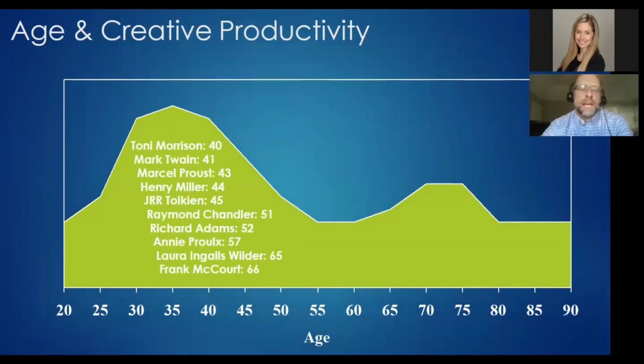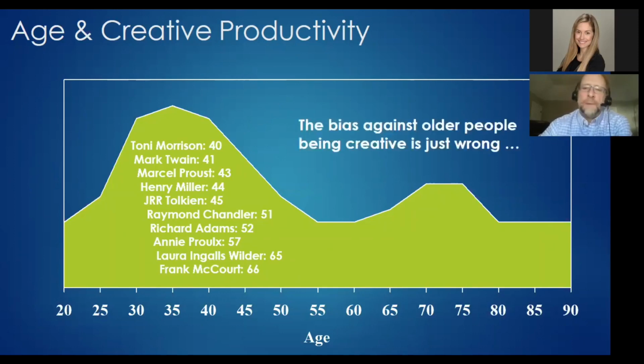Interestingly, those are the ages at which each of these famous novelists published their first novel, believe it or not. Some of those ages don't even seem possible. Like Mark Twain published a bazillion books. Are you telling me the first novel was at 41? That's actually accurate. Raymond Chandler in his 50s. Laura Ingalls Wilder didn't start publishing until she was in her mid-60s. Frank McCourt, even older. So there's a definite bias against older people being creative. The data, and we've known this forever, is that that's just wrong.